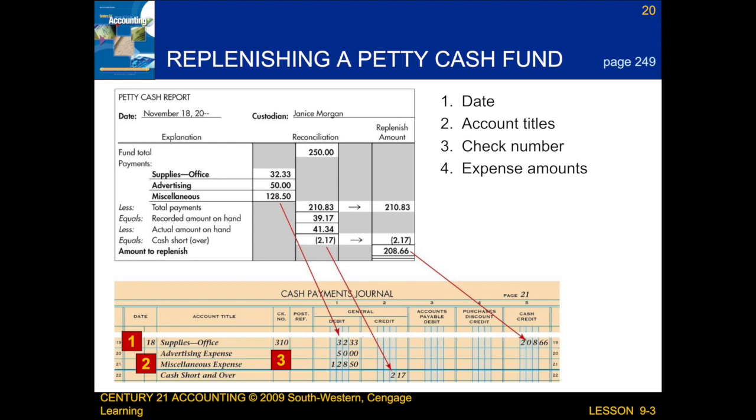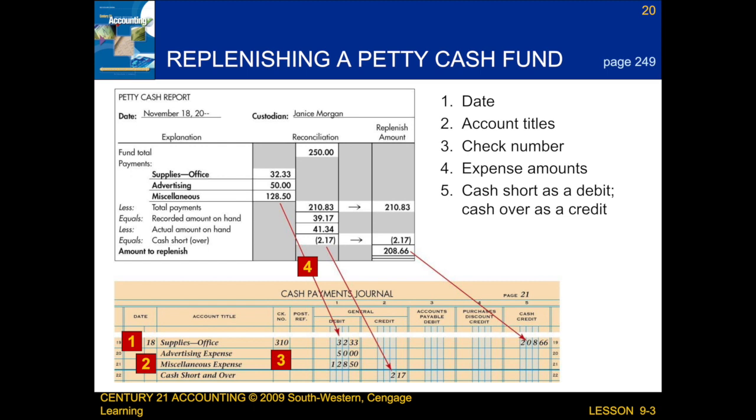Next, we record the expense amounts, which are $32.33, $50, and $128.50 in the general debit column. And then we record the $2.17 in the general credit column.